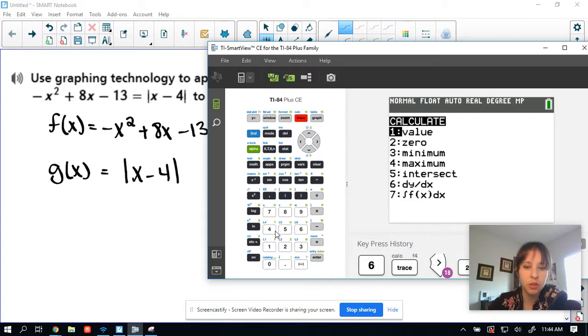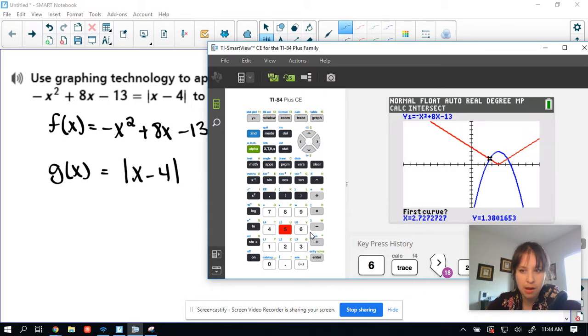5 right now will tell us where the 2 graphs intersect. So I'm going to hit 5. And now it's going to ask me here on the bottom, it's going to ask me for the first curve. What they want us to know is, hey, which 2 curves am I going to be finding the intersect of? So in this case, I can move this over, but I am on the blue curve. Blue curve is y1, so I'm going to hit enter.